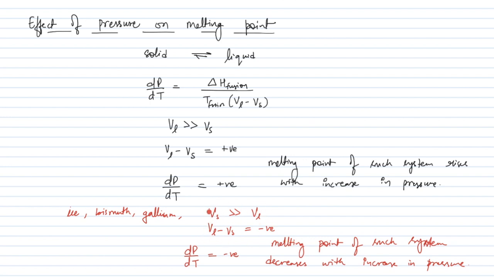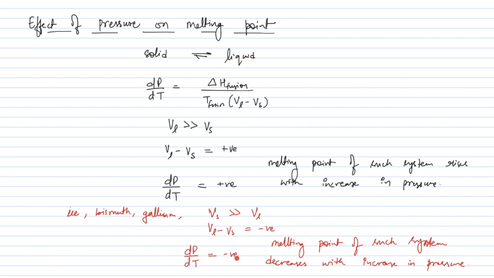whereas in the system where your liquid volume is smaller than the volume of solid phase, when you increase the pressure, your melting point is going to decrease. So this is one of the direct applications of the Clausius Clapeyron equation in finding out how your melting point changes by changing the pressure. So that's all about the explanation part of this particular equation.